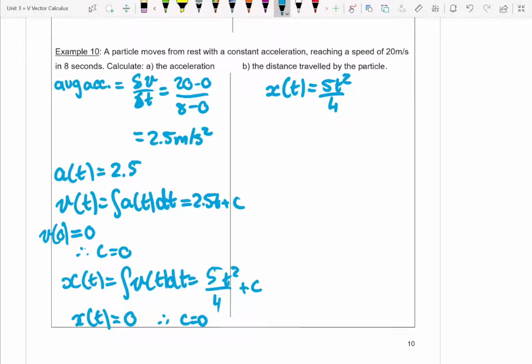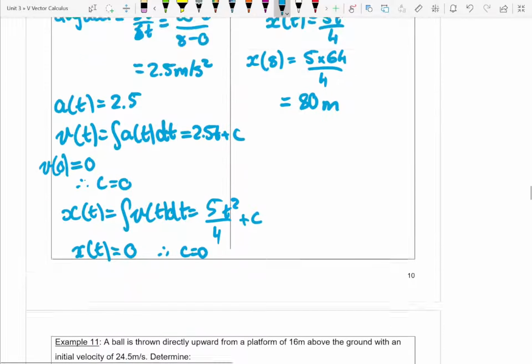So we're asked to find the distance traveled by the particle in these 8 seconds. So we're just going to find x of 8. Because we start at 0, we don't need to take away x of 0. It's just going to be the value of x of 8. That's going to be 5 times 64 on 4. 64 on 4 is just 16, so this is going to be 80. And then our units are meters. So this is 80 meters. That's the distance that's been covered.